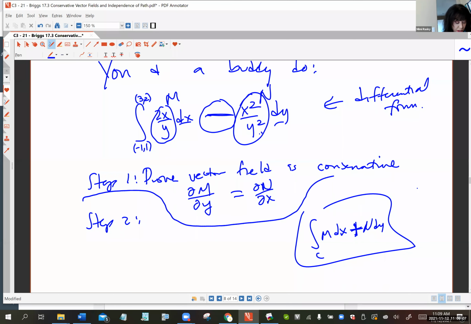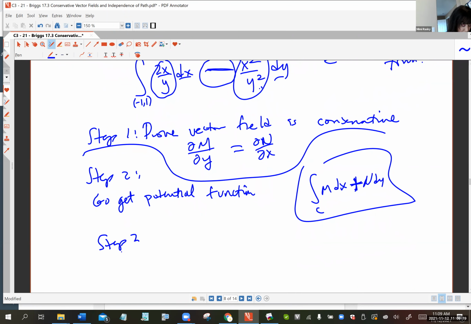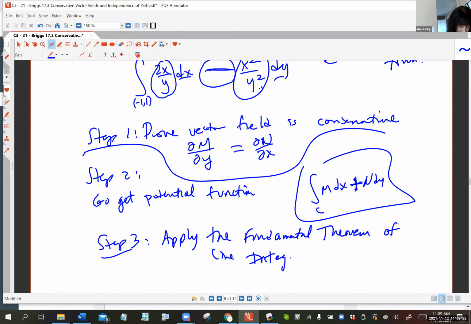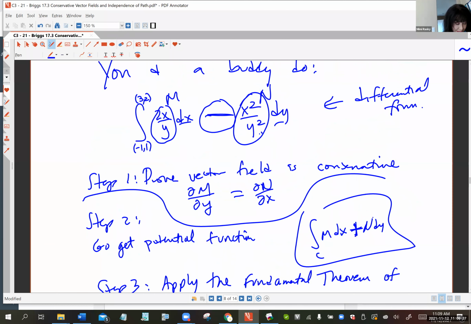So prove it's conservative, and then step two, go get the potential function. That's go get mama. And then step three, apply the fundamental theorem of line integrals, in that order, okay? If you stick to this procedure, it'll hopefully keep you on the right path, no pun intended, okay? So there it is. Y'all have that down? It's not in your course reader, so write it all down.